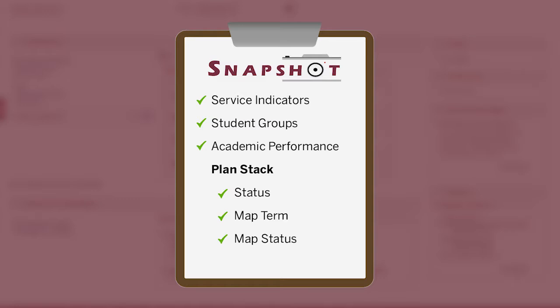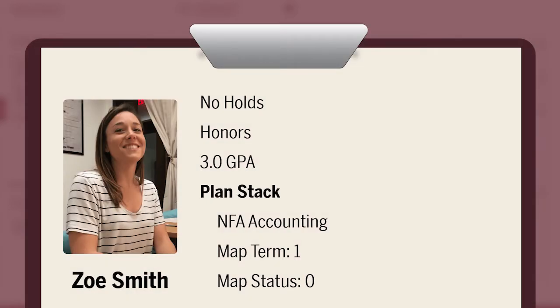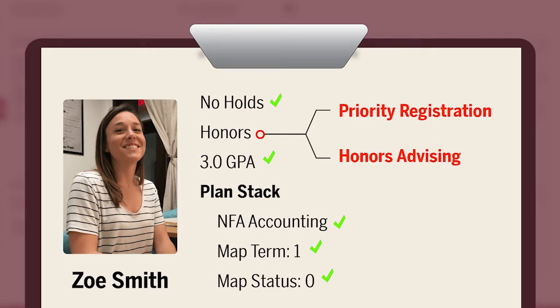For example, let's take a look at two students, Zoe and Mark. After completing Zoe's snapshot, we see here that she has no holds, is in good academic standing with a 3.0 GPA, and is on track to be admitted into her major. She's also in the honors group. This doesn't present any problems, but it does mean she is eligible for priority registration. Zoe may also have extra requirements as an honors student, so she should meet with her honors advisor to ensure that she meets all of the requirements to stay in the program.